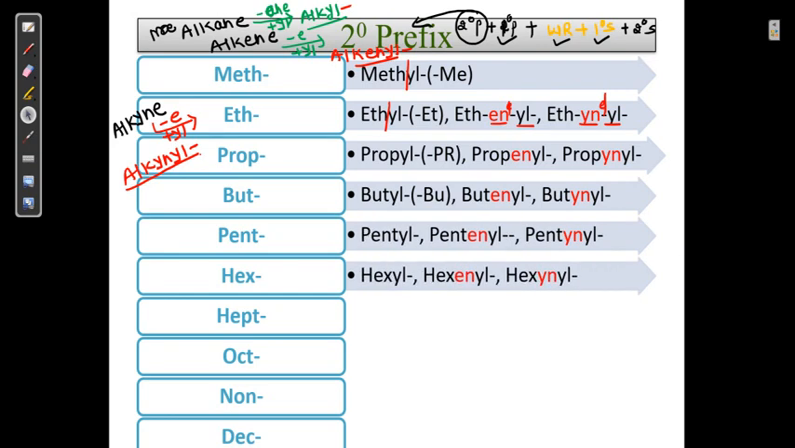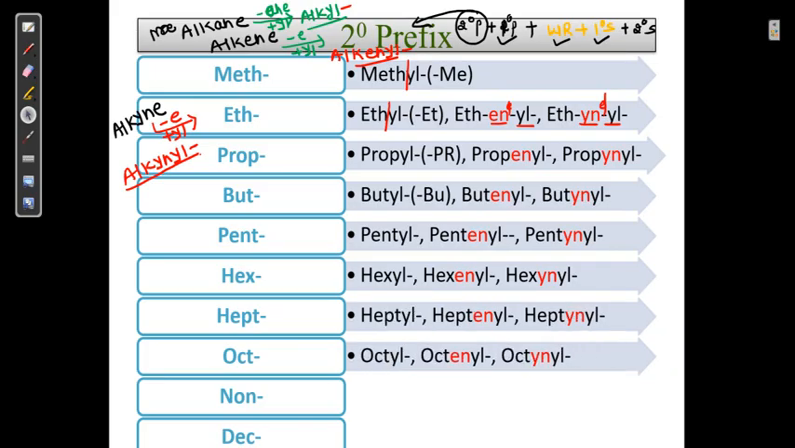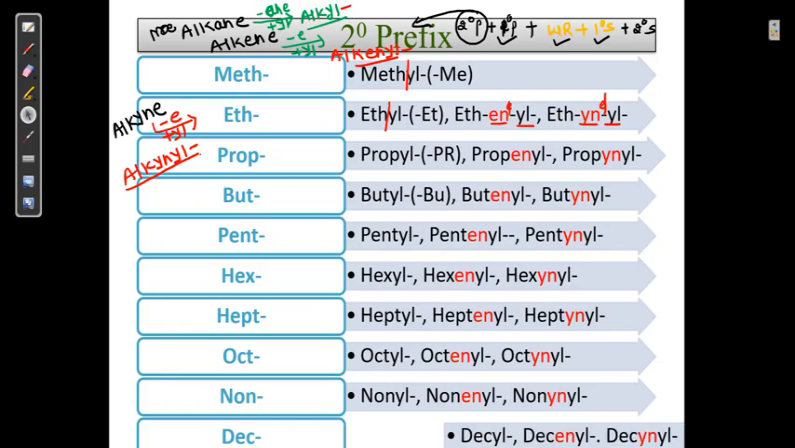Hexyl, hexenyl. Heptyl, heptenyl. Octyl, octenyl. Nonyl, nonynyl. Then decyl, decynyl.